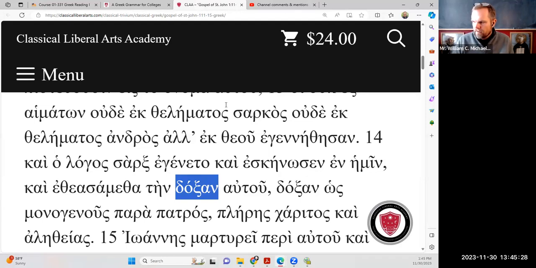The noun doxa in verse 14. It means glory, just so you know. Glory, like doxology is we sing glory to the Trinity.